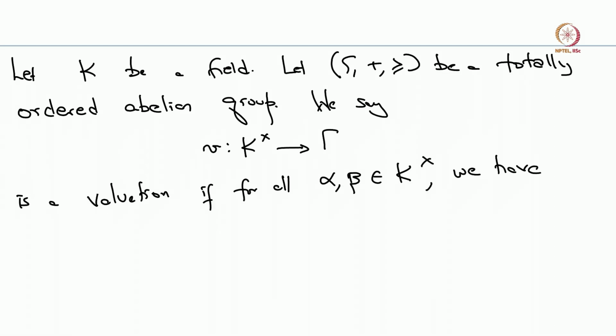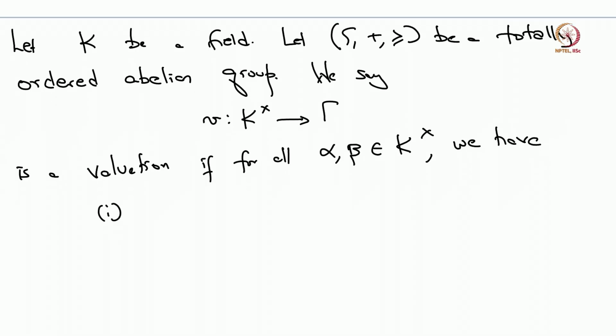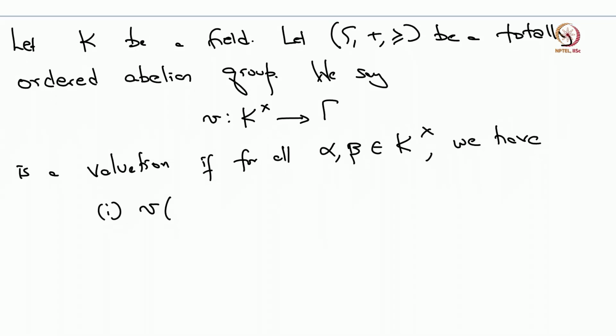it satisfies two properties. If the two elements are not 0, then the product in this field is also not 0. So I can look at alpha times beta. The valuation of alpha times beta is the valuation of alpha plus the valuation of beta. That's the first property.